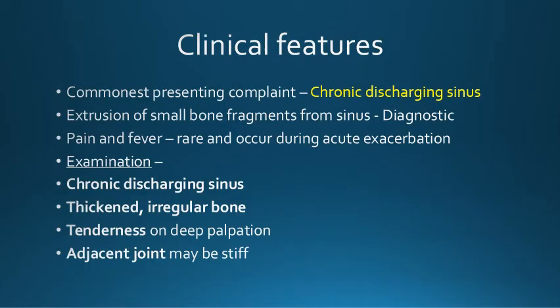So coming to the clinical features, the commonest presentation will be a chronic discharging sinus. The patient will come with a sinus which is draining pus on and off for many months or years altogether, and there will be extrusion of small bone. If you see small bone fragments coming out of the discharging sinus, then it is diagnostic of chronic osteomyelitis. Pain and fever, which are very common in acute osteomyelitis, are a very rare finding in chronic osteomyelitis.